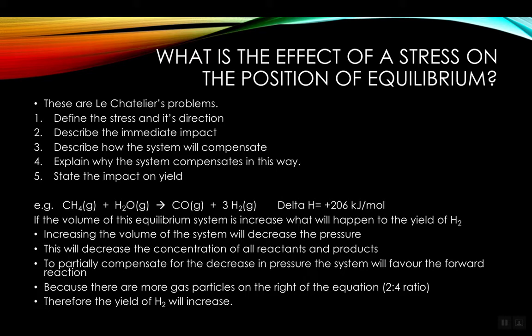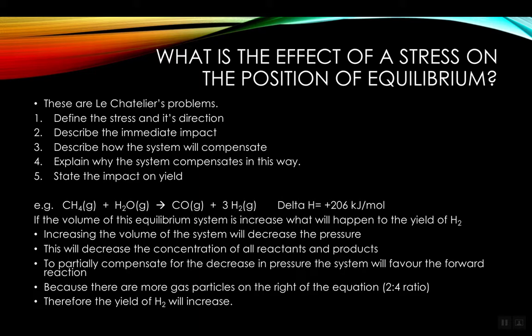So our stress in this case is increasing the volume, which will decrease the pressure. Okay? Change in pressure is the stress, the direction is the decrease. Then we're going to have to describe the immediate impact. So if we increase the volume of everything, we decrease the concentration of all reactants and products. That's our immediate impact. Step 3, how's my system going to compensate? What's it going to do about it? Well, to partially compensate, always partially remember, for the decrease in pressure, we're going to favour the forward reaction.